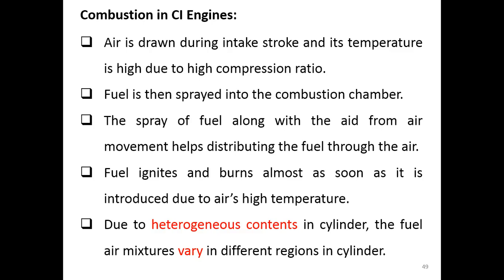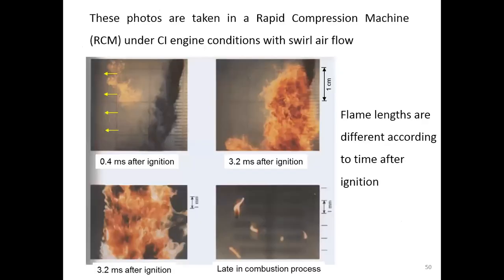Because for the CI engine, the air and fuel need not premix with each other before being introduced into the cylinder. So we have heterogeneous content in the cylinder, right? So the fuel-air mixture can vary in different regions of the cylinder. So this is a picture of how combustion in the CI engine happens.